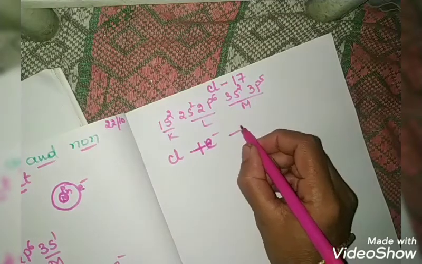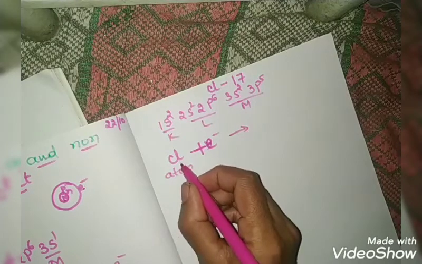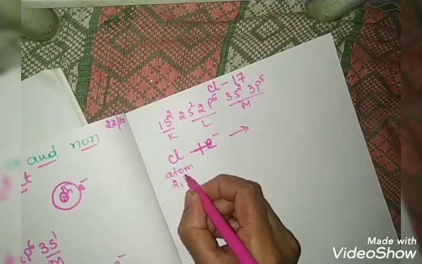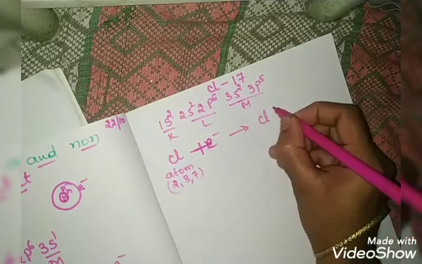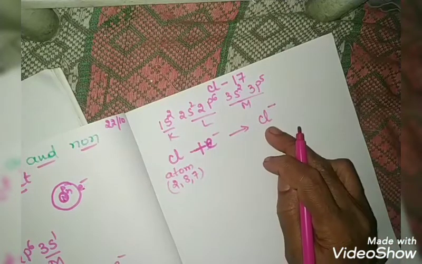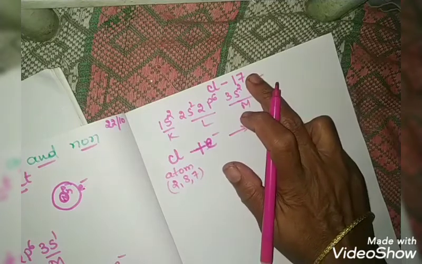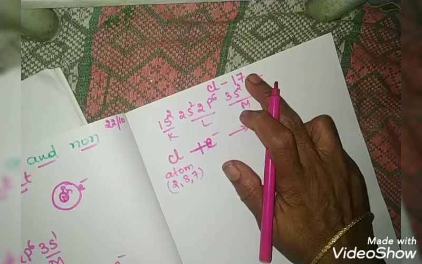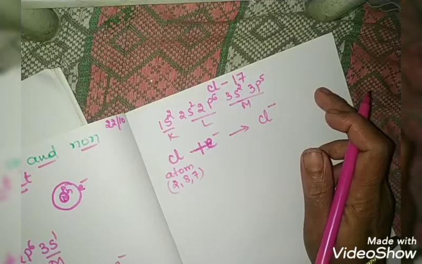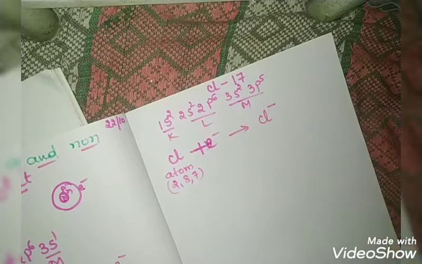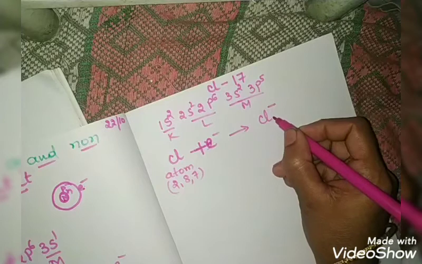Here it is in the chlorine atomic state. It is atomic structure. Chlorine 2, 8, 7 it was there. Whenever it receives 1 electron, it becomes a negatively charged ion. Net negative charge will be there because the protons in its nucleus are fewer than the electrons. So 1 electron more will be added to the structure, so it gets negatively charged.